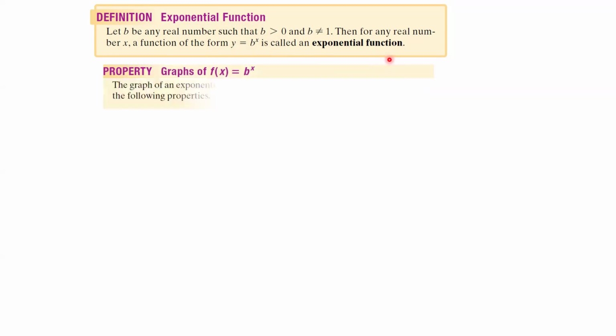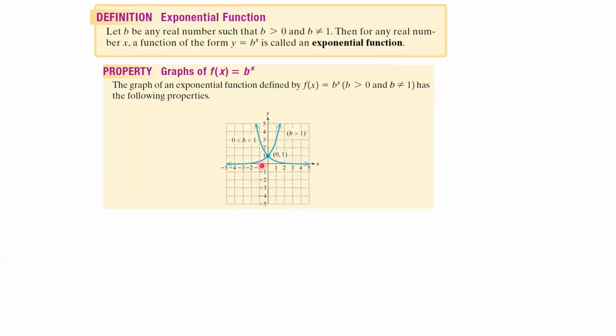Remember the graph of b to the x. The graph of b to the x depends on the behavior of b. If b is more than 1, then the graph is increasing. But if b is bounded between 0 and 1, the graph is decreasing.